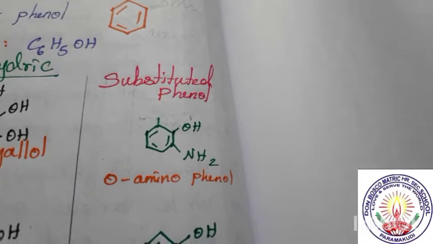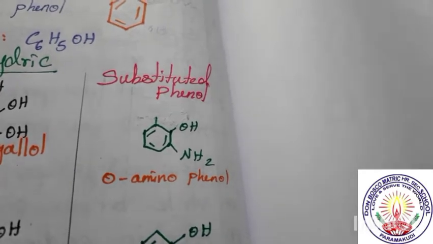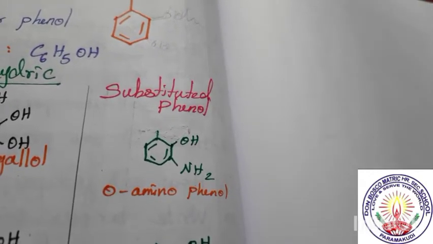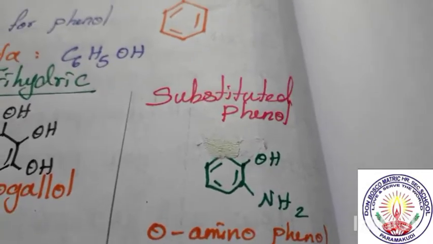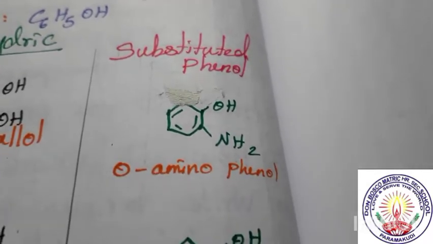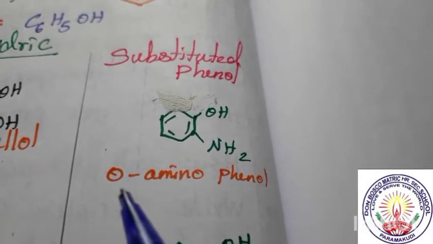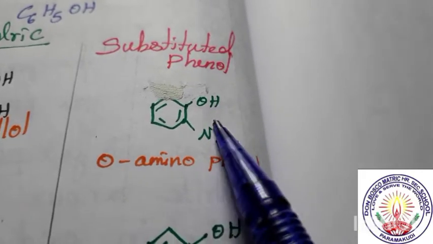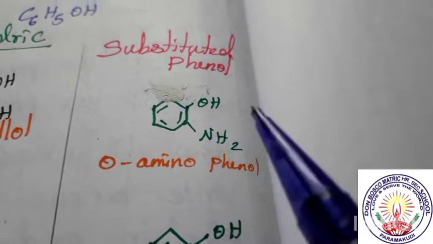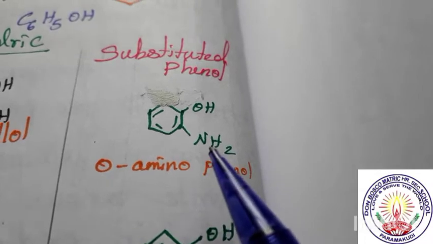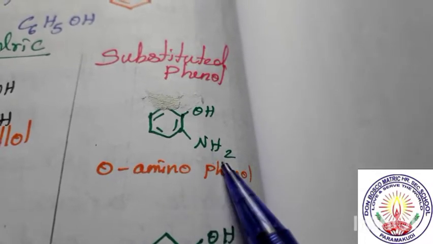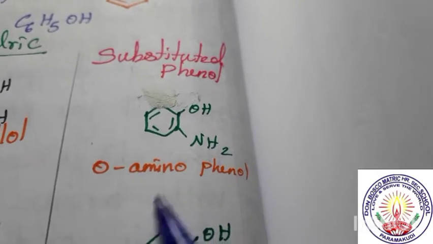See the first example, orthoaminophenol. See the orthoaminophenol, that is this OH is present in ortho position, and amine NH2, that is amine, aminophenol.